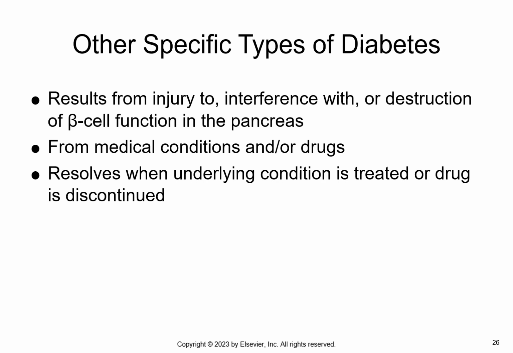Conditions that may cause it can result from injury to, interference with, or destruction of the beta cell function in the pancreas. These would include Cushing's syndrome, hyperthyroidism, pancreatitis, cystic fibrosis, hemochromatosis, and parenteral nutrition. Common drugs that can induce diabetes include corticosteroids like prednisone, thiazides, phenytoin, Dilantin, atypical antipsychotics like clozapine or Clozaril. Diabetes caused by medical condition or drugs can resolve when the underlying condition is treated or the drug is discontinued.